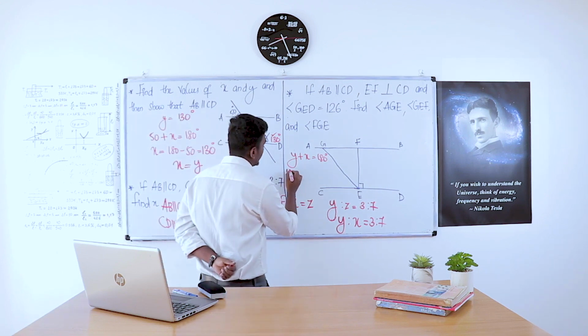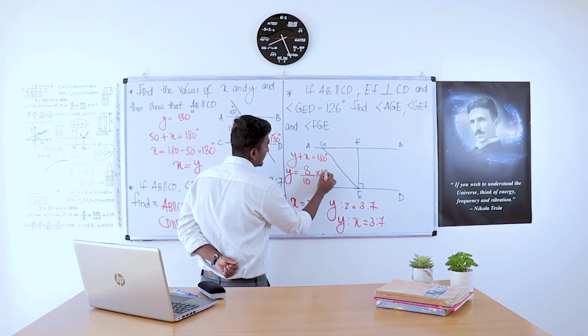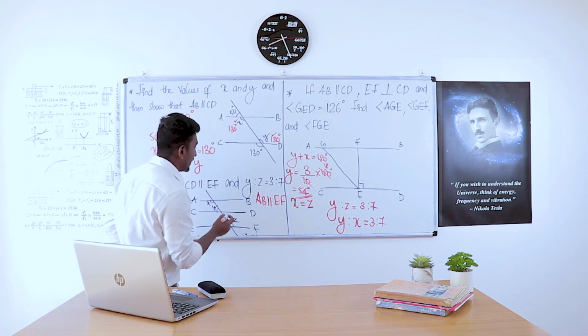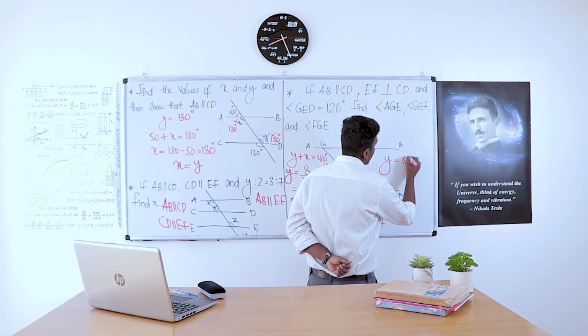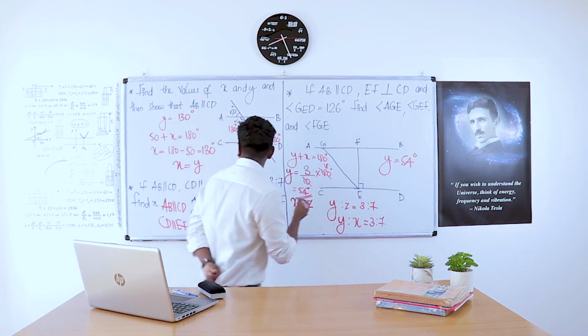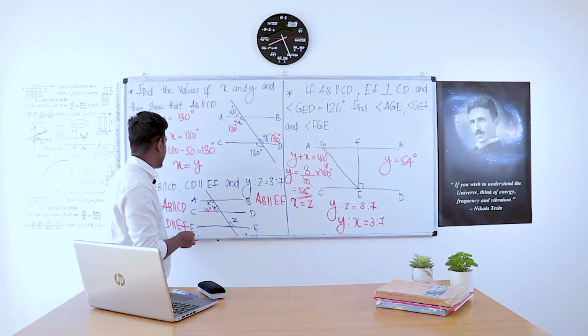Then to find Y, it is 3 by the total of the ratio, that is 10, into the total angle 180 degree. 10 and 180 cancel, it becomes 18. 18 into 3 is 54 degree. That is, we got Y as 54 degree. Clear? Y is 54 degree. Then what is X?